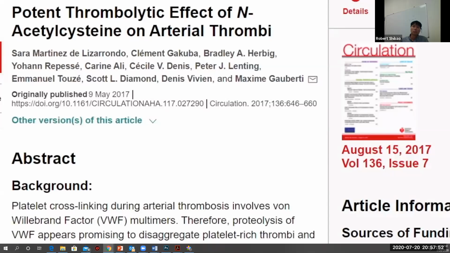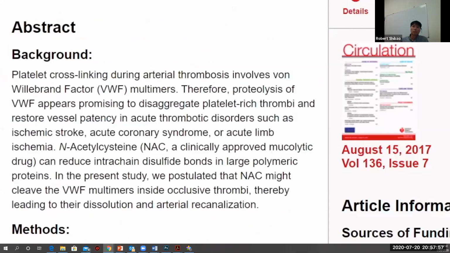Let me just say, Circulation is a very prestigious journal. Certainly it is peer-reviewed. And what they say here is that platelet cross-linking during arterial thrombosis involves von Willebrand's factor multimers. Therefore, proteolysis, that means breaking up, of von Willebrand factor appears promising to disaggregate platelet-rich thrombi and restore vessel patency in acute thrombotic disorders, such as ischemic stroke, acute coronary syndrome, or acute limb ischemia. NAC, or N-acetylcysteine, can reduce intra-chain disulfide bonds.